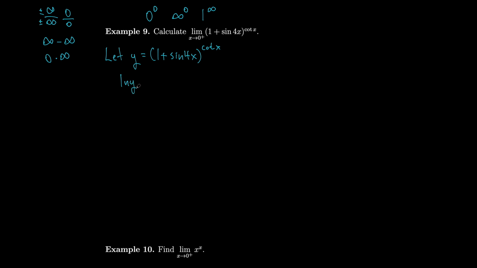We're going to take the natural log of y and evaluate that limit, because that'll allow us to move around the exponent. So 1 plus sine 4x to the cotangent x. So then we move the exponent in front, so we get cotangent x times ln of 1 plus sine 4x. Gotta love those laws of logarithms. Okay, cotangent is 1 over tangent, so this is now a quotient, which is exactly what we want because we love using L'Hopital.